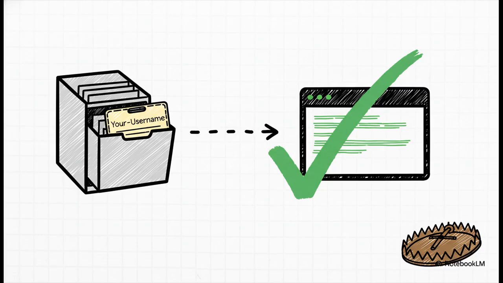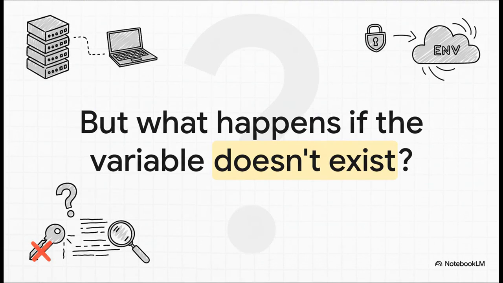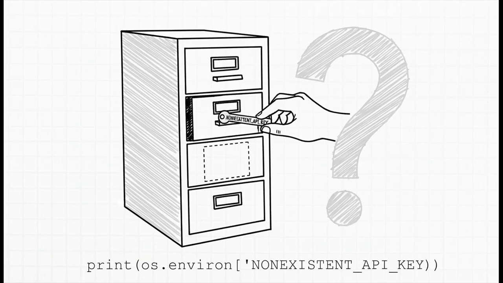But there's a hidden trap here. A pretty big one, actually. Yeah, this is the million-dollar question. What happens when your code is running on a brand new server and, whoops, you forgot to set the API key? Or what if you just make a simple typo in the variable name? What then? Let's find out.